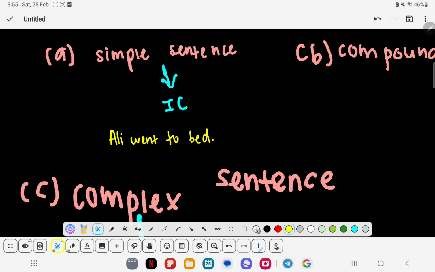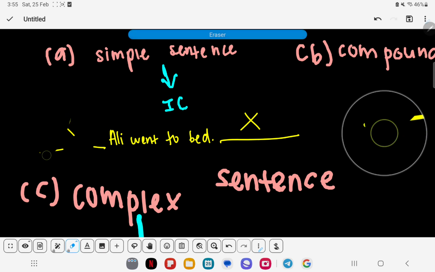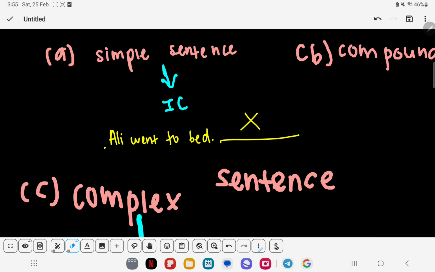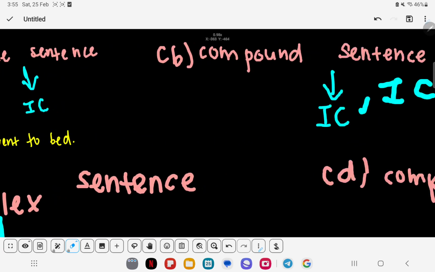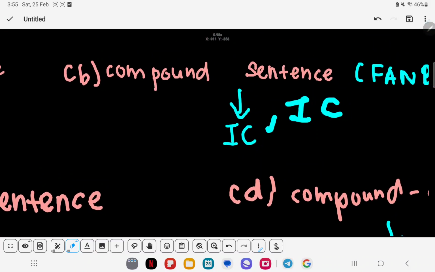It does not need any other words like because, although, even though. We don't have to add anything in front or anything behind, which means that this is IC, as it can construct the sentence on its own. That's why we call it IC. It does not need anything. It is very independent.